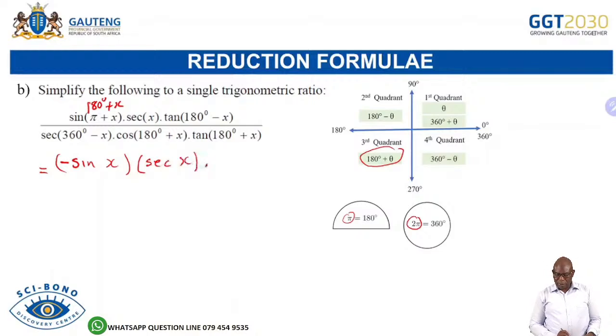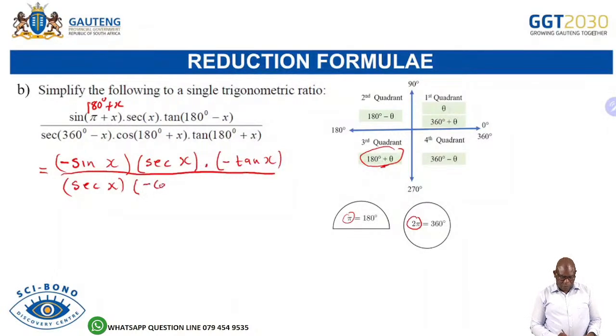And the sec of x, we just simply write it like that. The tan of 180 degrees minus, then it becomes negative because it's in the second quadrant, divided by the sec of 360, which is in the fourth quadrant. I just write it as a positive sec of x. 180 plus, it's in the third quadrant, cos it's negative in there, so I'll do the negative cos of x. And then from there, the last one is tan, which is going to be positive tan.